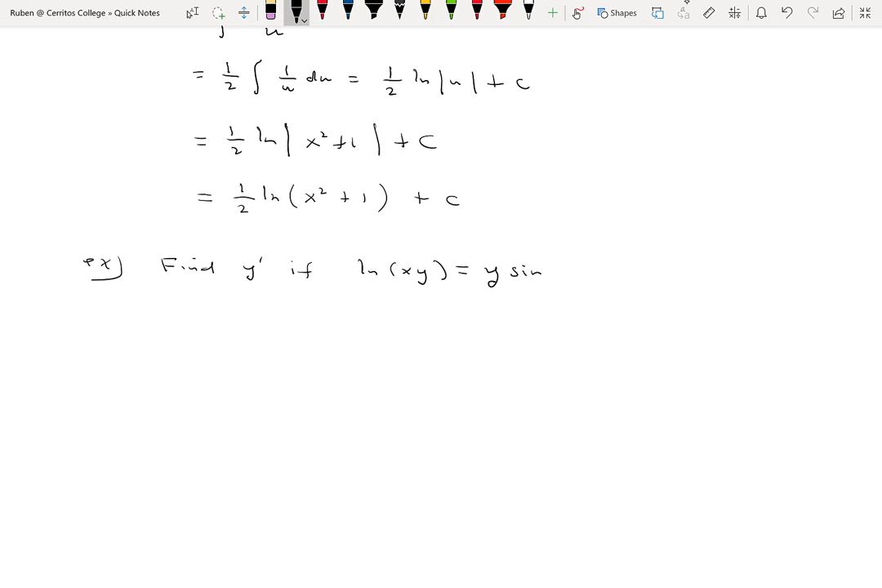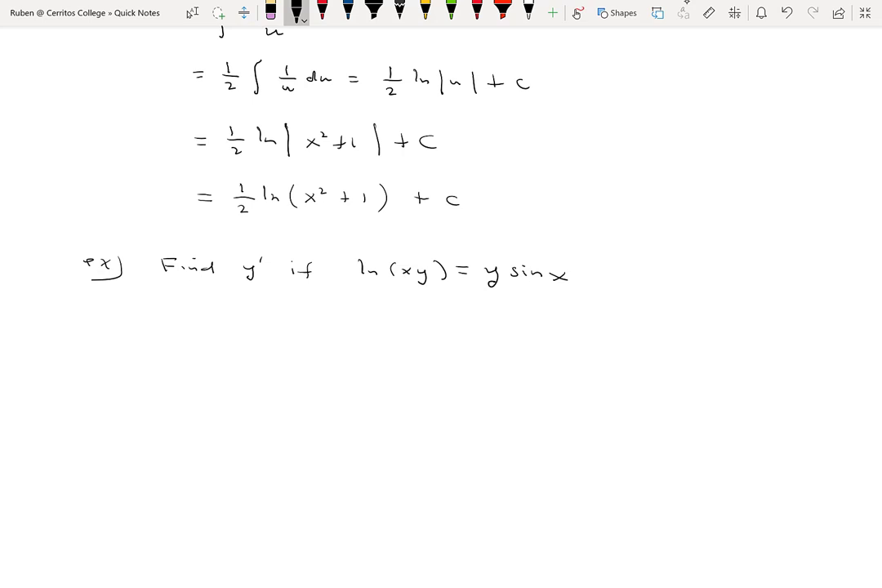Now, as soon as I write something like this, something should come to mind. If it doesn't immediately, it should come to mind before too long. What do we need to do to take the derivative here? We can't solve for y, is your hint. I think you probably thought of it. If not, implicit differentiation is the way to go here. We cannot possibly solve for y, so we need to use implicit differentiation.